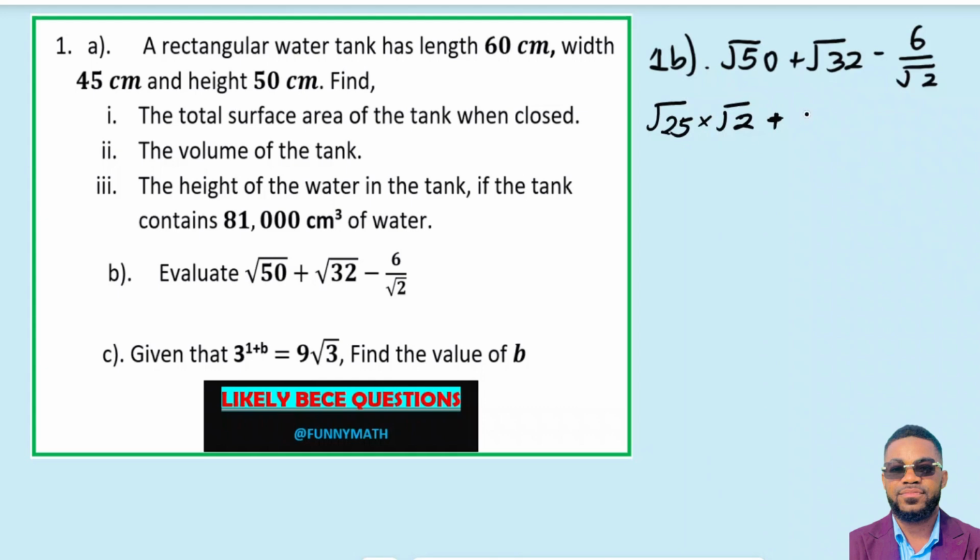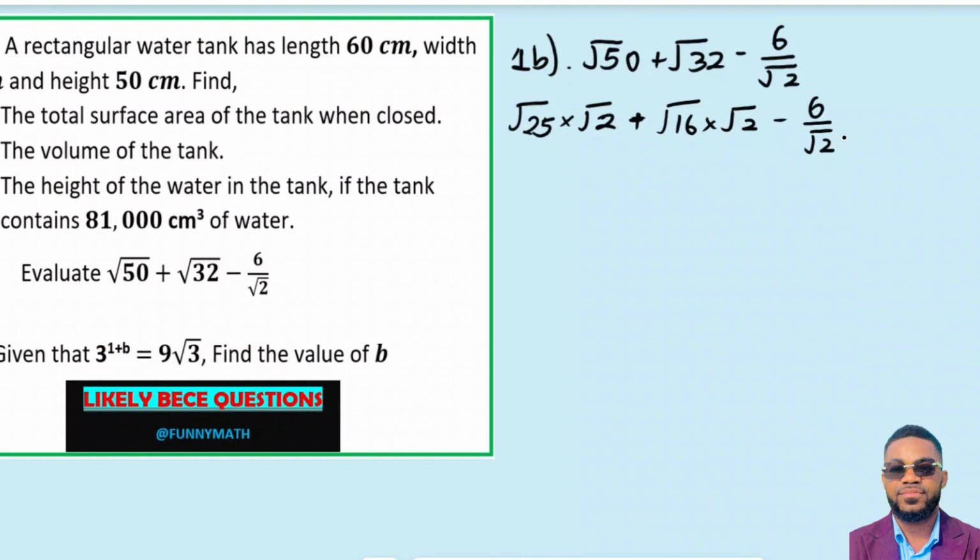With that one too, I can think of the root of 16 times the root of 2, now minus 6 on the root of 2. We have to rationalize the denominator. And how do we do that? We just have to multiply the root of 2 by both the numerator and the denominator. So it's going to be like this: this one by the root of 2, and here too by the root of 2.